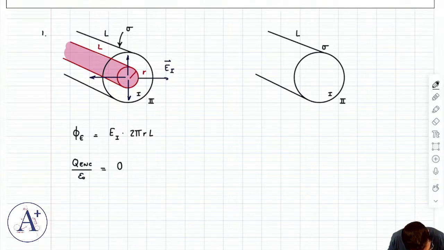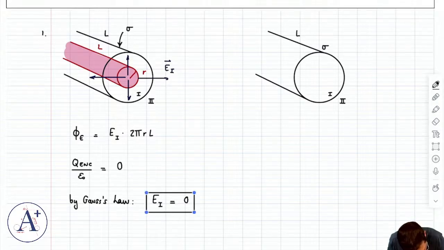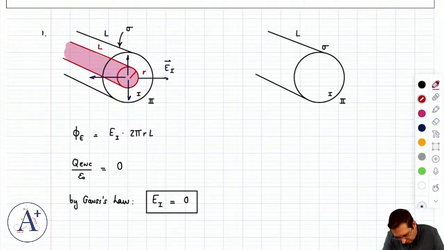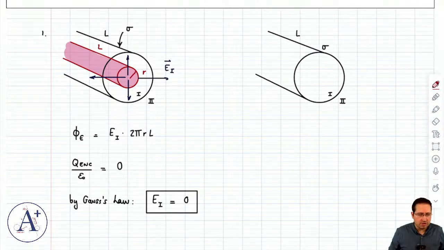By Gauss's law, these two quantities are equal to each other, and we come to the conclusion that E1 is equal to 0. There is no electric field inside the hollow cylinder. Outside, however, that's a different story, because outside we will enclose the charge sigma on the surface.